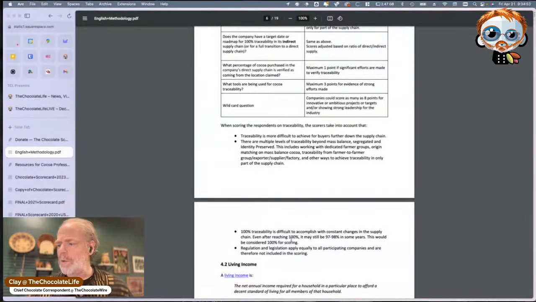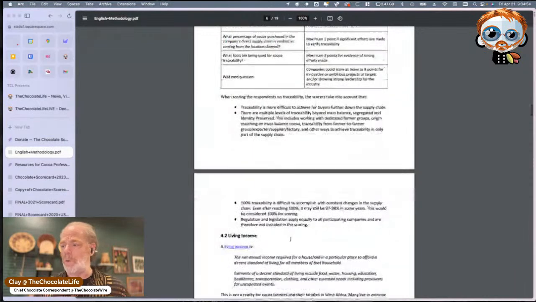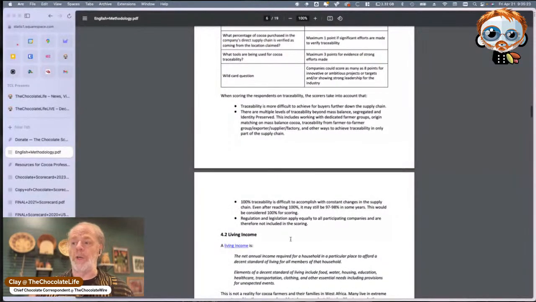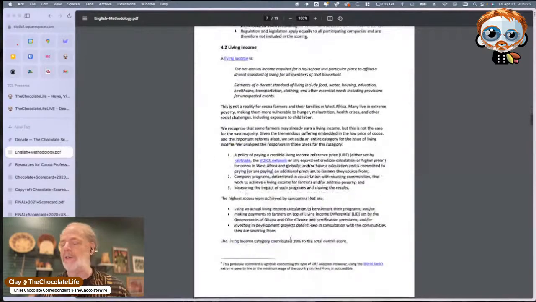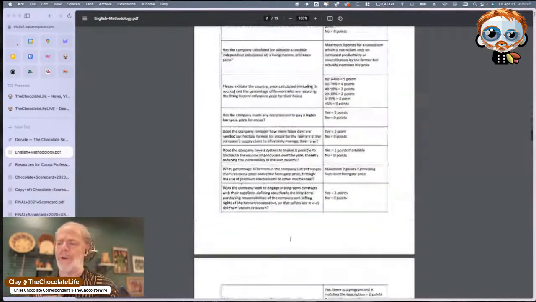Right. So it also says that 100% traceability is difficult to accomplish with constant changes. Even after reaching 100% some years, it might still diminish in other years. I mean, these are really, really interesting things to understand about the way that data is gathered and the way that it is evaluated, which get completely lost in the way the data are presented. And so that's one of the reasons why I want to spend some time here. And I'm not going to spend a whole lot of time. We've got another dozen pages to go through. But if you go through and look at what living income is, how they define living income, and the questions around living income.